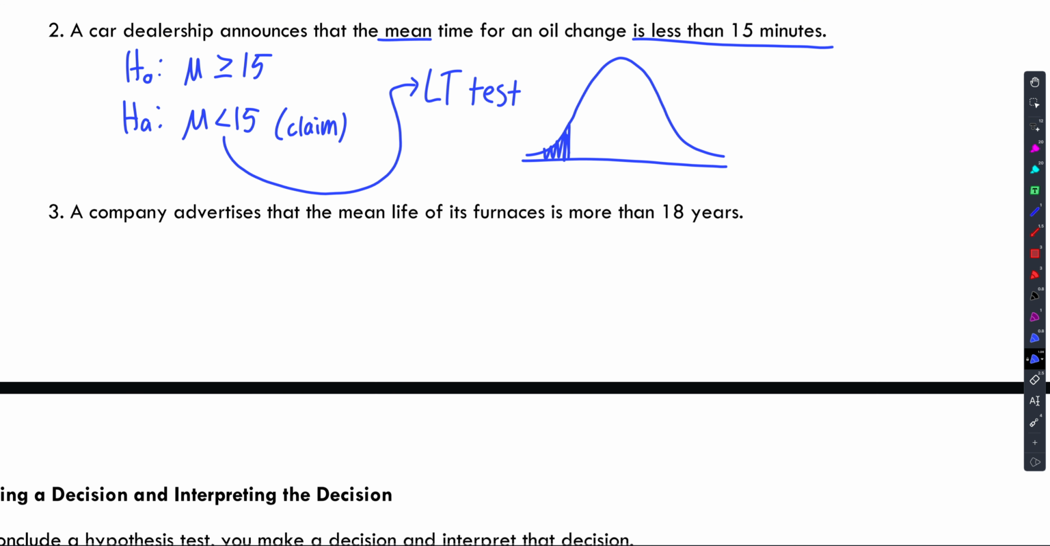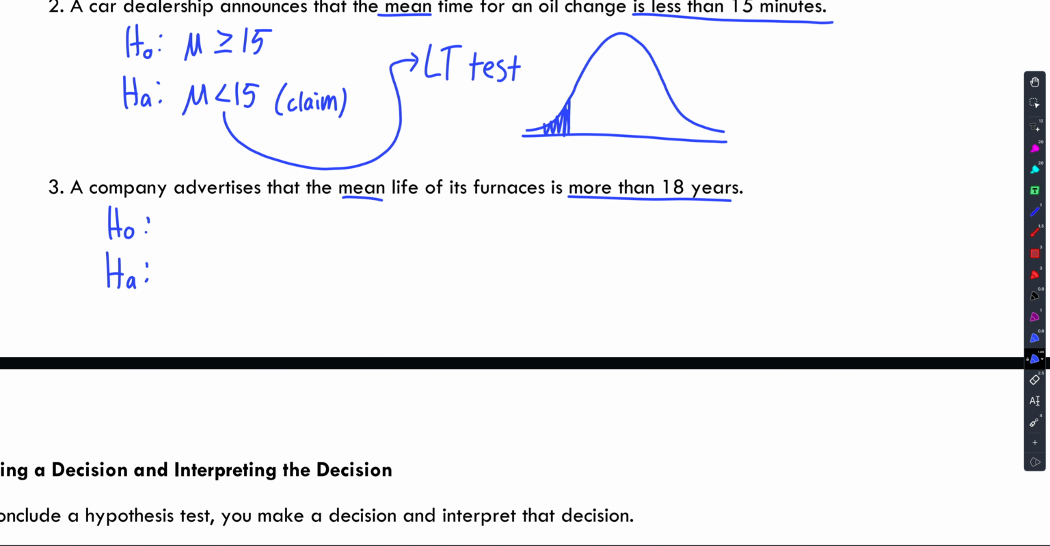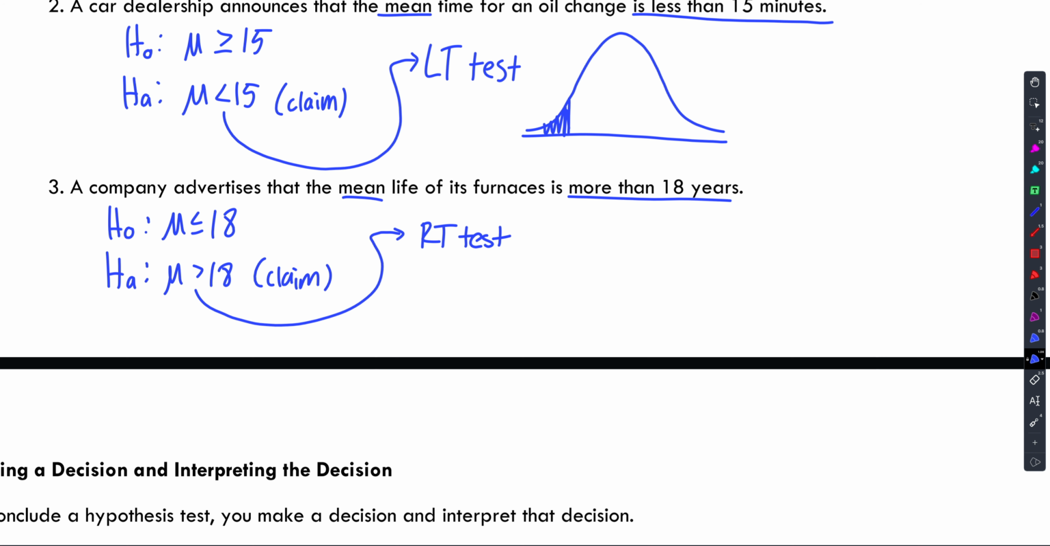Lastly here, a company advertises that the mean life of its furnaces is more than 18 years. So H0, HA. So mu is greater than 18. That gives me my HA. That's my claim. So for this one, we've got a right tail test, and my drawing looks like a right tail.